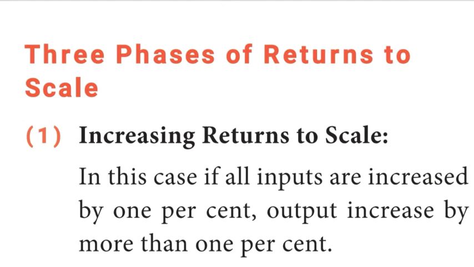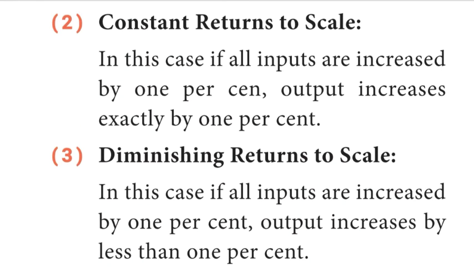First, increasing return to scale. In this case, if all inputs are increased by 1%, output increases by more than 1%. Second, constant return to scale. In this case, if all inputs are increased by 1%, output increases exactly by 1%. Third, diminishing return to scale. In this case, if all inputs are increased by 1%, output increases by less than 1%.